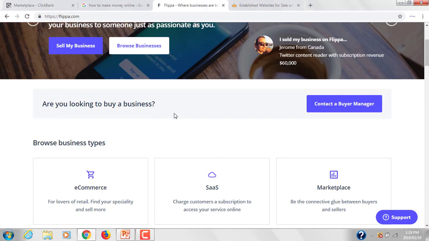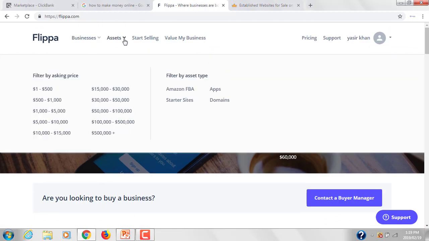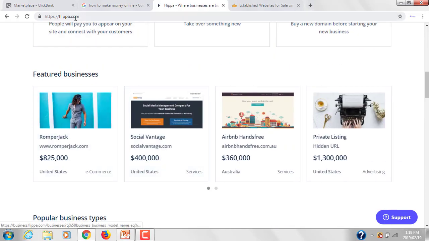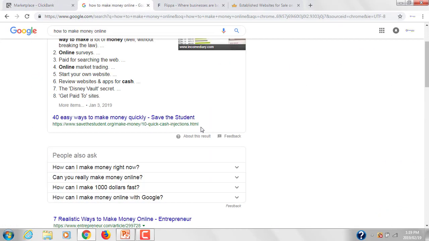In Flippa, you could also navigate around and find websites that are making thousands of dollars per month. I hope you get the idea. So the website is the main foundation for your business. Once you have thousands of visitors, you just do not have to write two articles and sit and wait for the people to come.